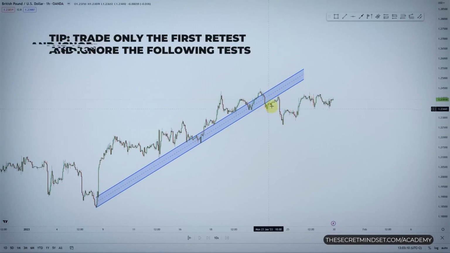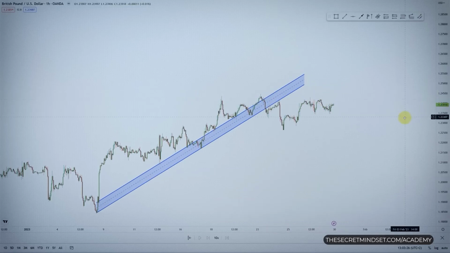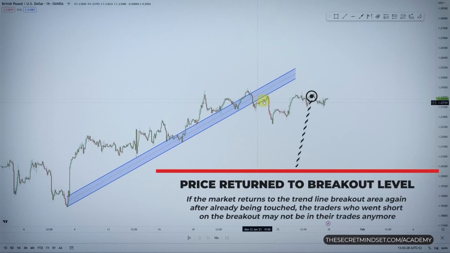I have one rule: the breakout level can only be touched once. When a level has been hit once, its significance in the market decreases dramatically, and the chances of the market reacting to the level in the same way again is low. If the market returns to the trendline breakout area again after already being touched, the traders who went short on the breakout may not be in their trades anymore.